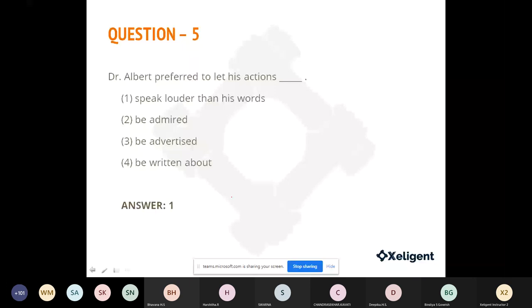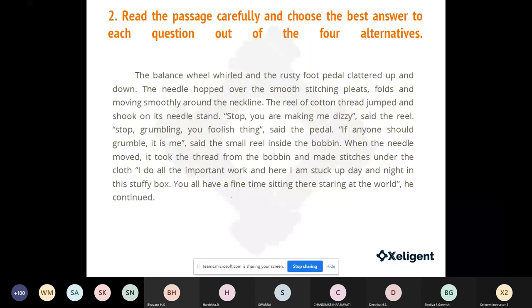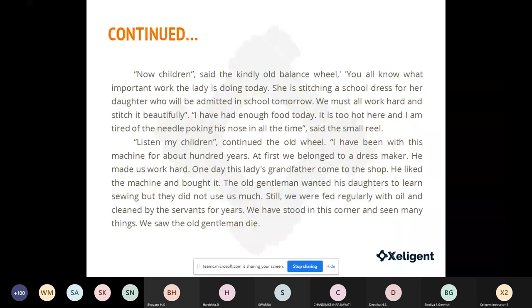Now moving on to second passage, we have another passage here. You can read it out. The passage is continuation in the next slide as well. You can even take a picture of it and you can try to read it out.